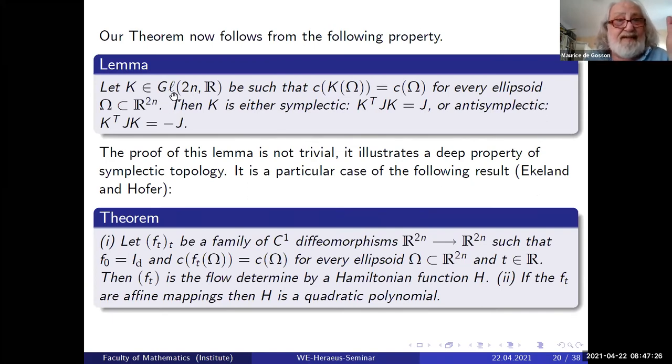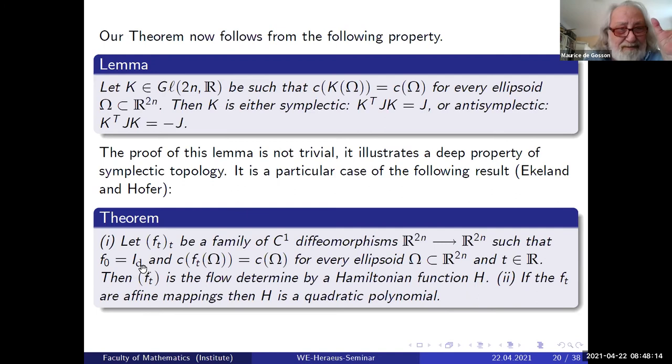If I take an invertible matrix K of order 2n such that c(K omega) is equal to c(omega) for every ellipsoid, then K is either symplectic, that is K is in Sp(n), or antisymplectic, which means that K^T J K is equal to minus J. The proof of this lemma is not trivial at all. I have given a new proof of that with my colleagues Prata and Dias from Lisbon. It was proved in a more general scope by Elias Berg and other people, but it's not trivial either way. And it implies the following theorem.